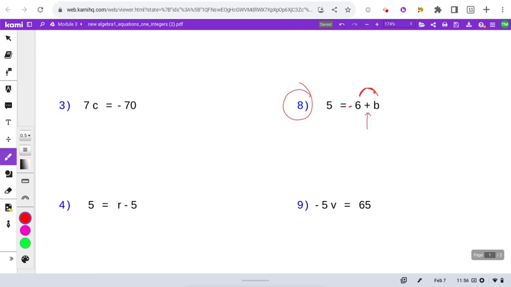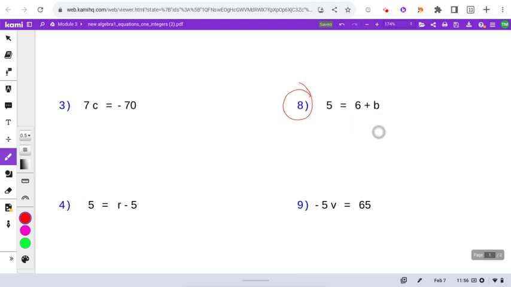That's basically just showing that b is a positive, okay? And if this was a positive 6, you would add that to the b. So we need to do the opposite for this positive 6 here. Also, remember, you can rewrite it as b plus 6 equals 5, if you want to rewrite it that way.